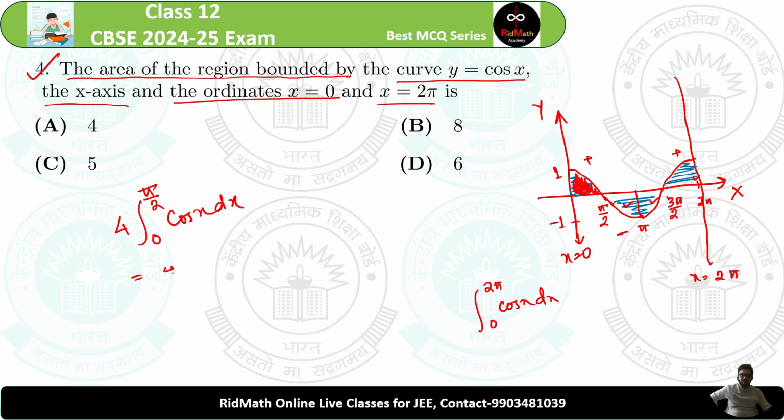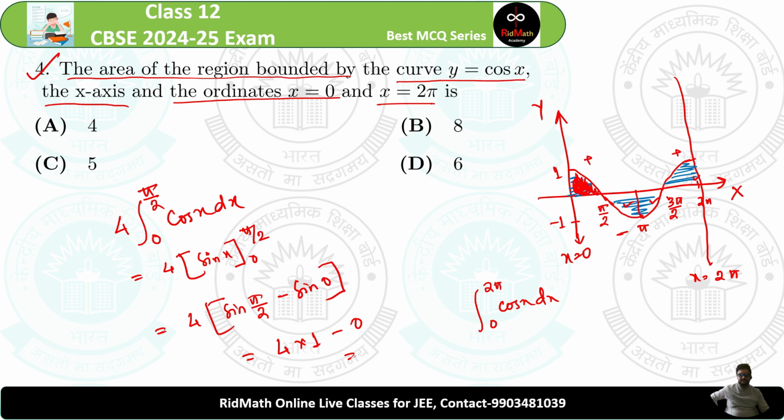So this is equal to 4 into integration of cos x dx, which is sin x. So sin x from 0 to pi by 2, and you know the definite integral rule. This is 4 into sin pi by 2 the upper limit minus sin 0 the lower limit, and sin pi by 2 is 1. So 4 into 1, and sin 0 is 0, so that is 4. So the answer is 4. A option is correct. Next problem.